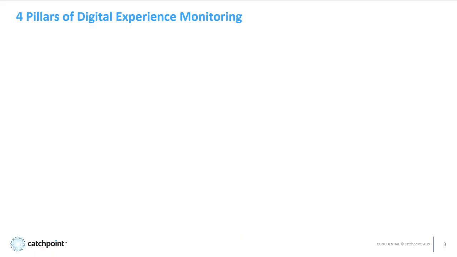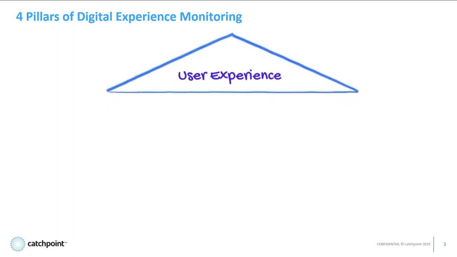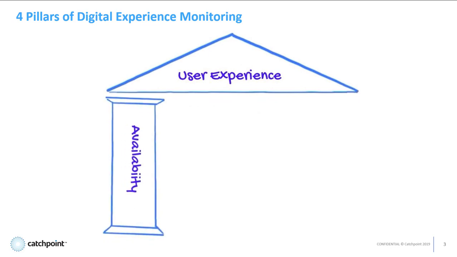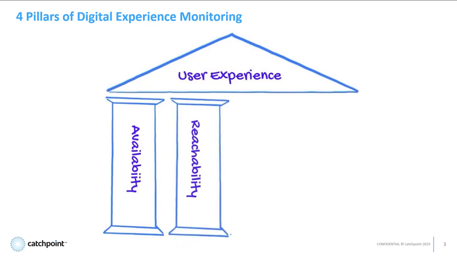So as you can see, there's a ton of complexity between the end users and your systems, which is why Catchpoint has come up with what we call the 4 pillars of digital experience monitoring. These 4 pillars support the end user experience, and it all starts with availability. So is it up and running, but is it available to all? Next is reachability. If you see your stuff is up, but your customers can't reach it, well, you failed. So now all is up and reachable.